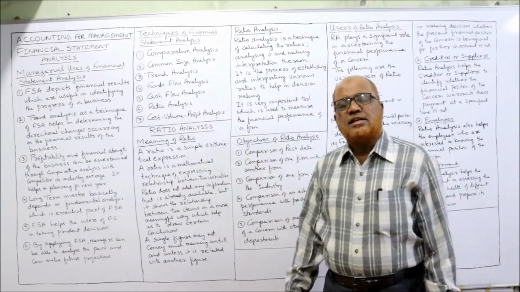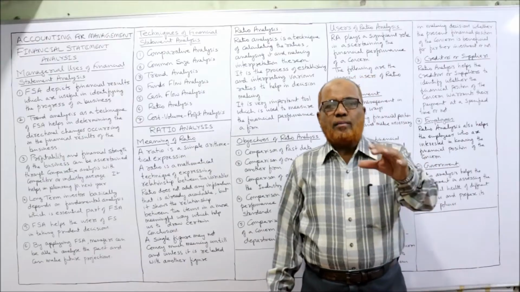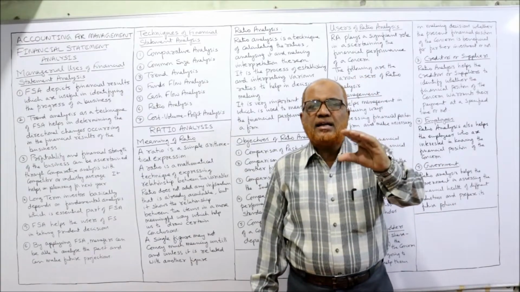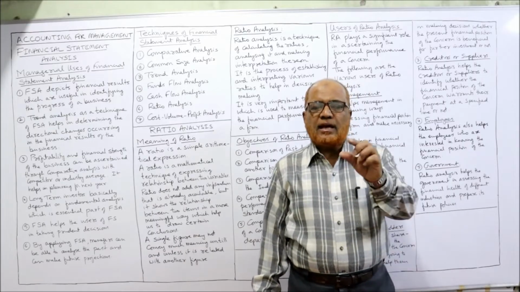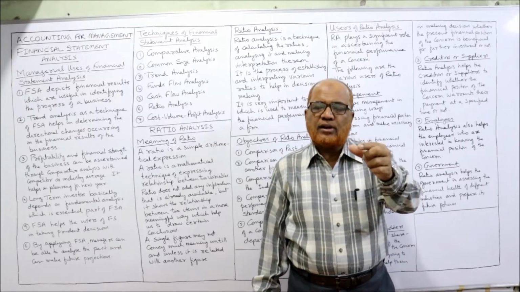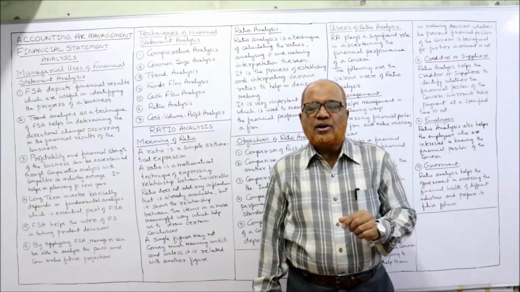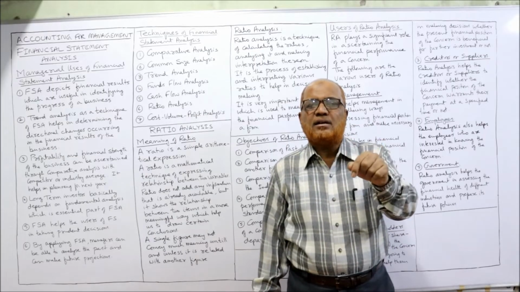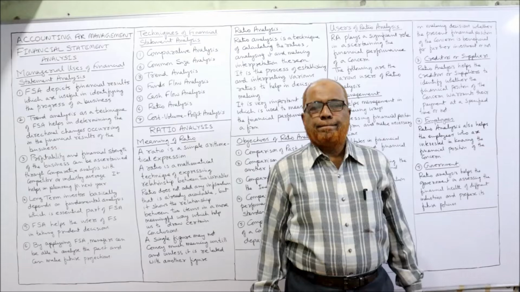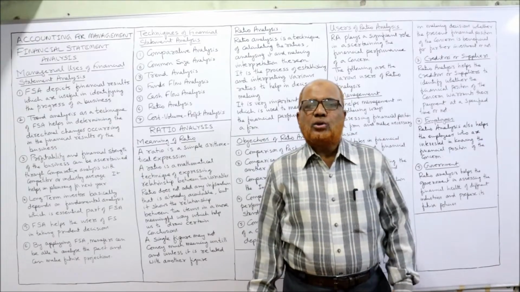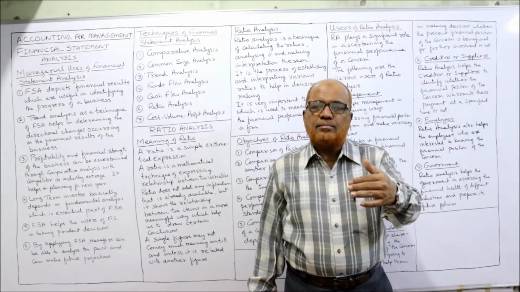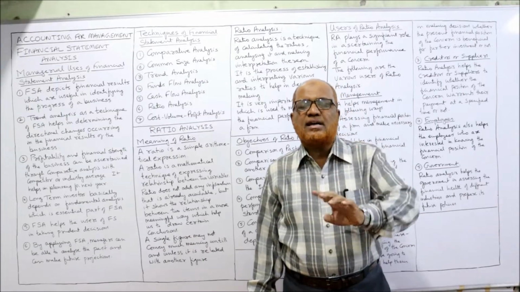Secondly, common size statement analysis. In common size statement analysis, we condense the data by calculating percentages. Each and every item of the profit and loss account and balance sheet, we express as a percentage of the base item. The base item in the profit and loss account is sales. So we calculate all other items as a percentage of sales.